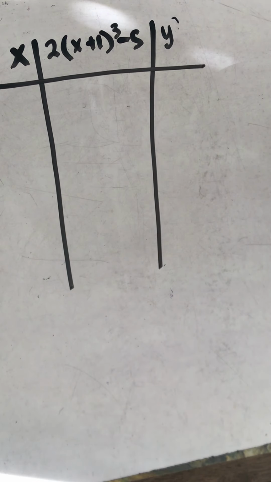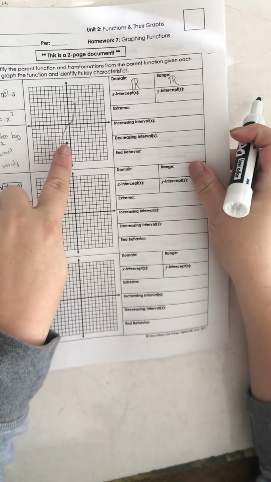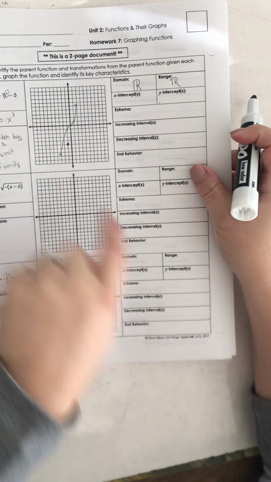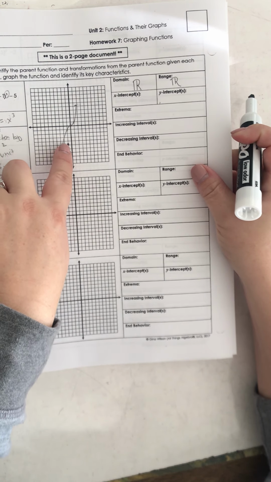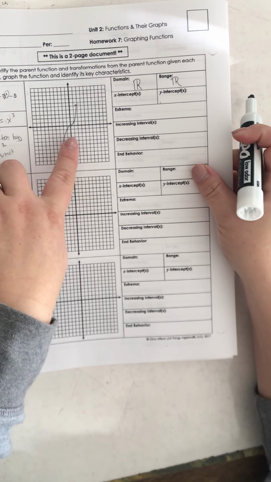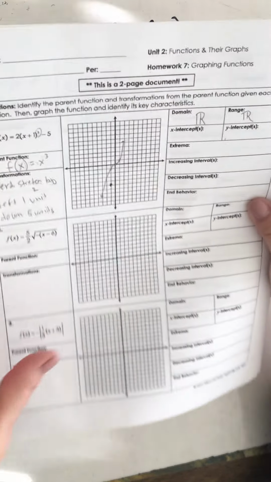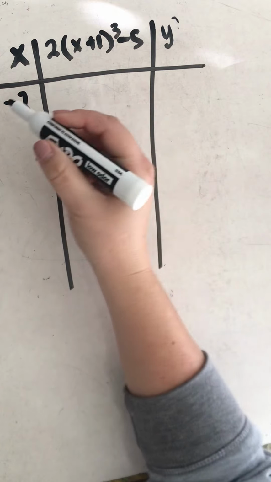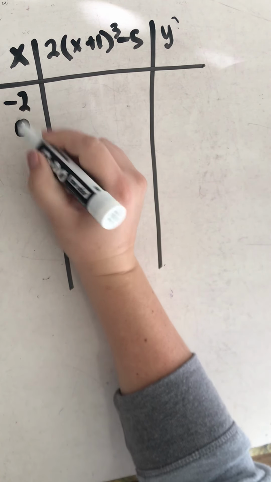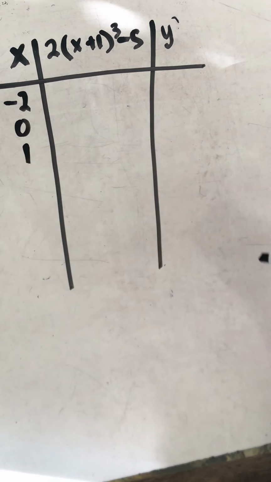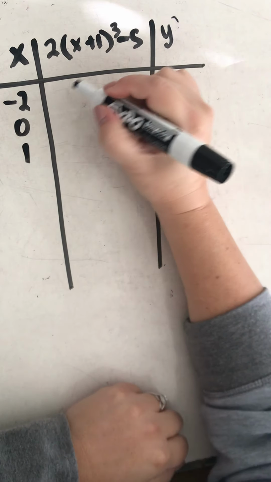If I take a look back at the graph, my vertex is here at -1, -5. I want to find something to the left of that graph and something to the right of that graph. So I'm going to have to substitute -2 to find out a point, and I'm going to have to substitute 0, and I'm going to have to substitute 1. You can do more points than that if you like, but it's not necessary. So I'm going to go ahead and substitute that in.